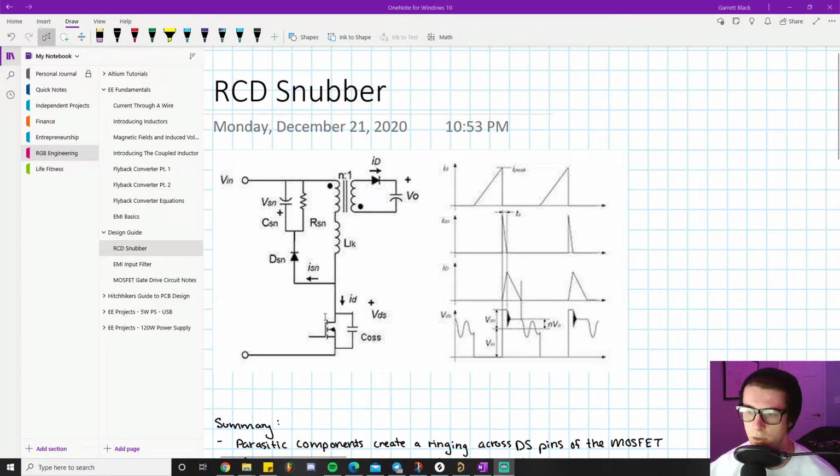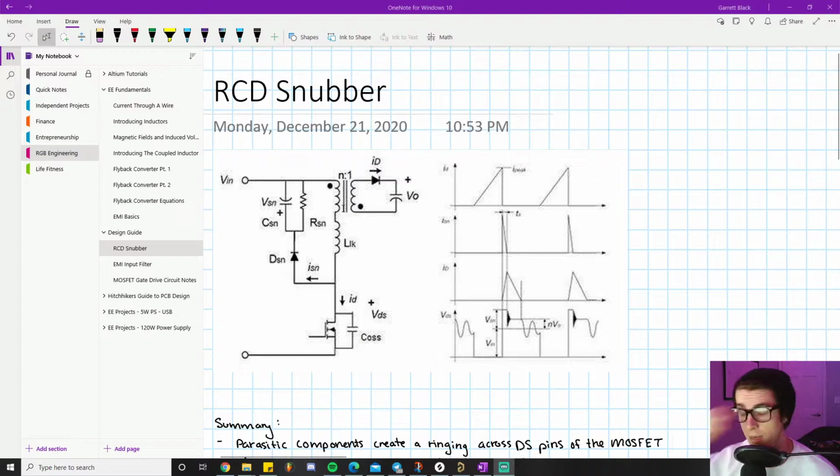Also shown in this circuit are the parasitic elements of each of our components, right? So if you watch my MOSFET gate drive circuit notes, I introduced the concept of parasitic components, of imperfections in components that we as engineers have to deal with because it affects the operation of our circuit, right? So as we know, a MOSFET isn't just a MOSFET. It's a MOSFET with some capacitors attached between a bunch of different pins, right?